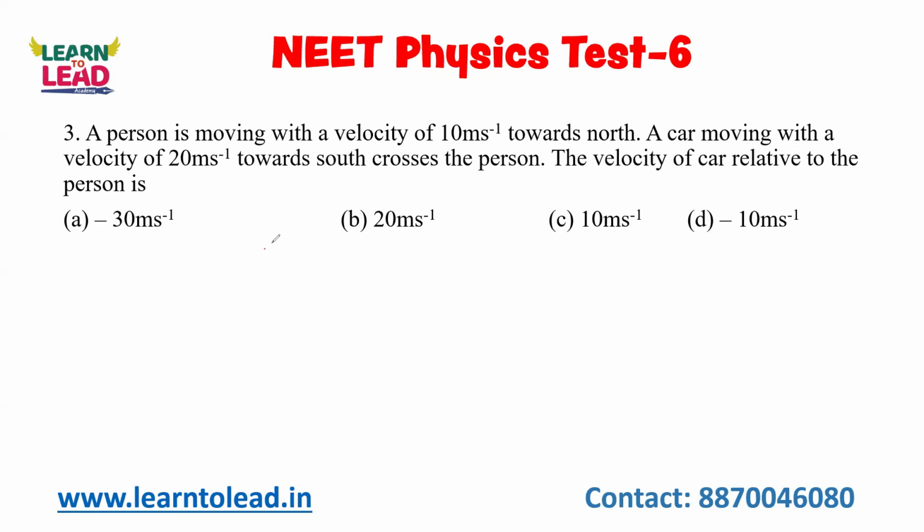A person is moving with a velocity 10 meter per second towards north. He is moving with a velocity 10 meter per second towards north. A car moving with a velocity of 20 meters per second towards south, the velocity of the car is 20 meters per second, crosses the person. Find the velocity of the car relative to the person.